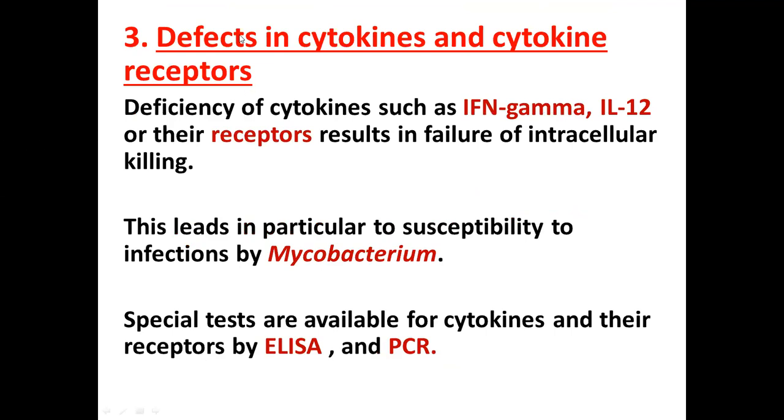The last defect is when phagocytic cells cannot produce cytokines or cannot express receptors for the cytokines. Deficiency in cytokines such as interferon gamma, interleukin 12, or their receptors results in failure of intracellular killing. This may lead in particular to susceptibility to infection by mycobacteria. How do we detect a defect in cytokines and cytokine receptors? By ELISA or PCR.